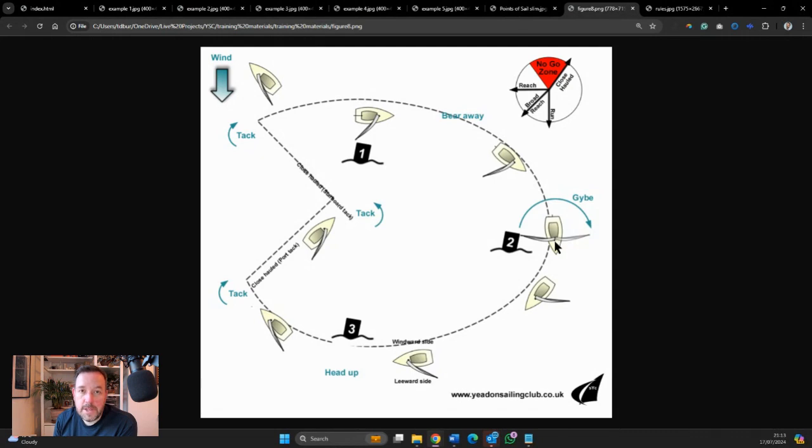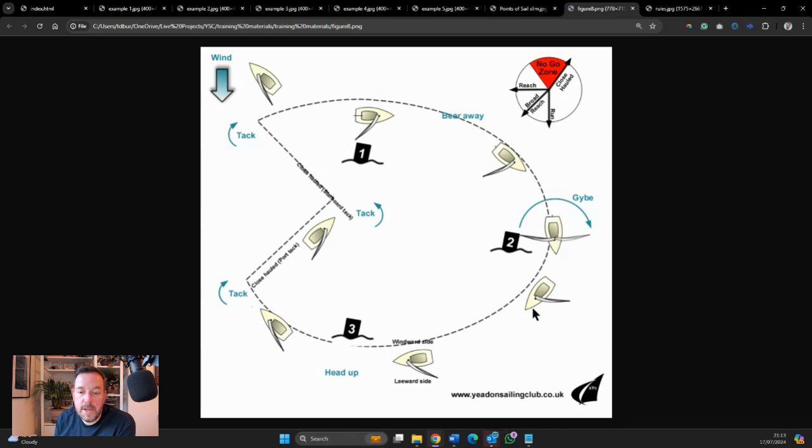Now, remember the 2 telltale signs that you're about to jibe. If you're in a double hander boat or a double sail boat, sorry, then if the jib sail collapses, that's an indication you're about to jibe. If you're in a single hander boat with a single sail, then you get a slight bubbling, a curvature of the sail just behind the mast. So that's a good indication there as well.